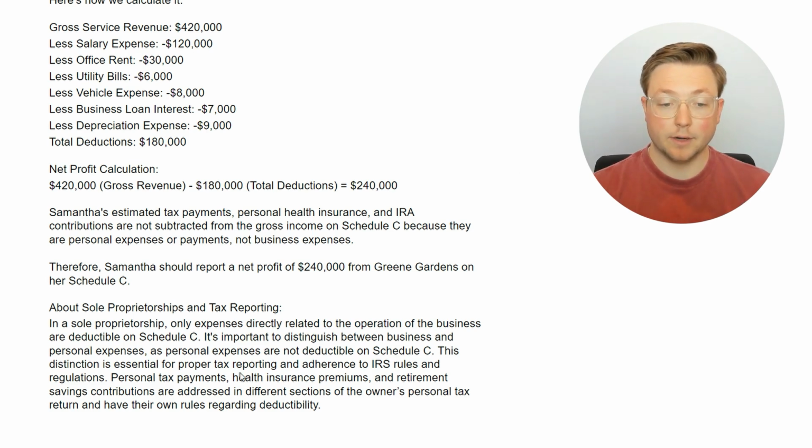And let's read a little bit more about it here. In a sole proprietorship, only expenses directly related to the operation of the business are deductible on Schedule C. It's important to distinguish between business and personal expenses, as personal expenses are not deductible on Schedule C. This distinction is essential for proper tax reporting and adherence to IRS rules and regulations, and we already went over all of that. Again, not too much to it.